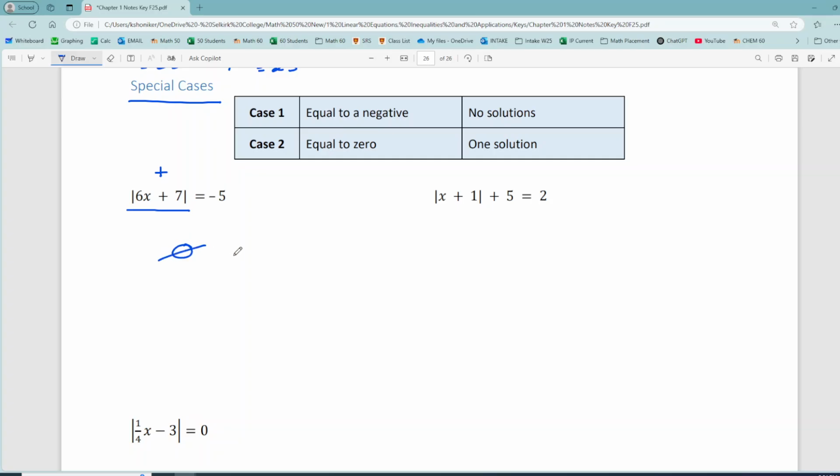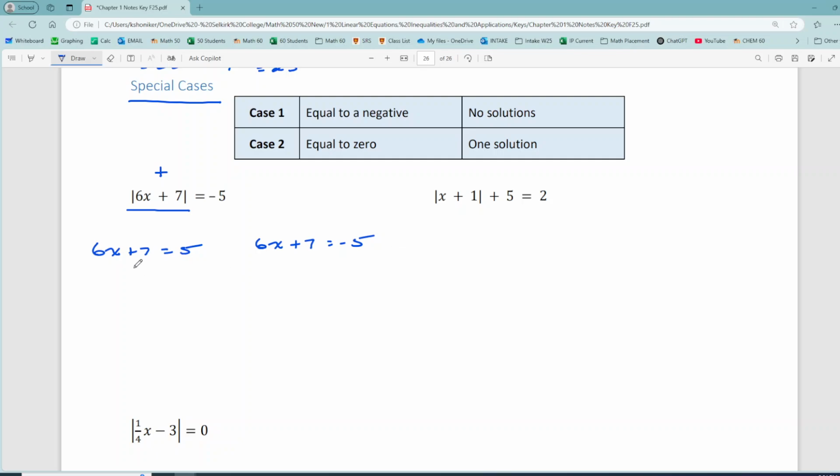There's no solution, right? You can put the null sign, you can put empty set brackets, whatever you want to put, but don't solve these. If you do, it will give you an answer. So I want you to leave it like that. But I just want to show you that if you went to solve this and you said, hey, I'm going to make one equal to the positive and one equal to the negative, it's going to let you solve it.